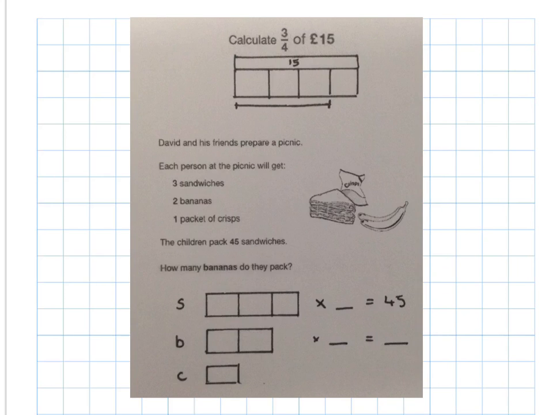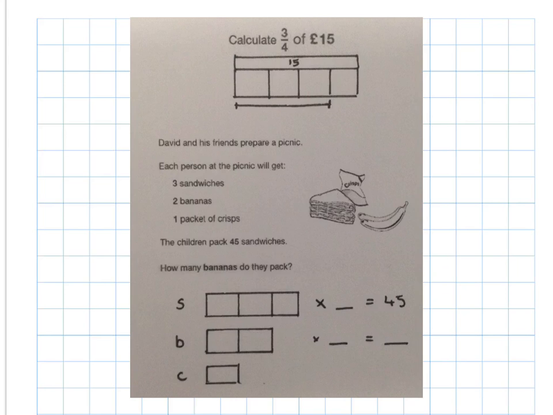Two problems here. We've got 3/4 of 15, so you draw your bar model. You've got 15 at the top. Quarters means it's divided into 4 because you've got 4 as your denominator, and you want 3/4. So you divide 15 by 4, put that number in those spaces, and then you want 3 of them.